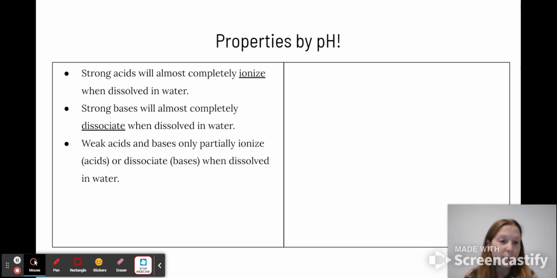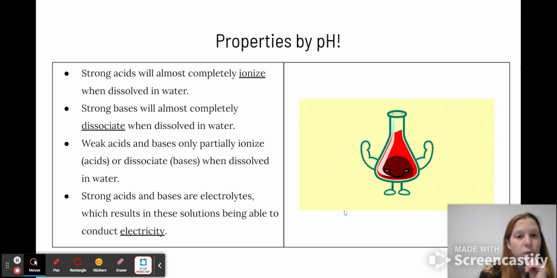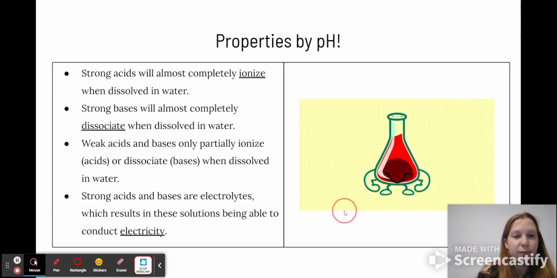But if you have weak acids and bases, they only partially break up. So you'll have some that break up into their pluses and minuses, but you'll have some that stay together. They don't want to break up all the way. And that just means that their polarity is not as different. Strong acids and bases are strong electrolytes, whereas weak acids and bases are weak electrolytes. So that does show their conductivity differs as well. So this is a strong acid.